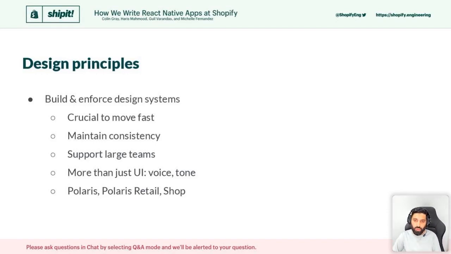Polaris, for example, is one of the most popular ones that you may have heard about already. Polaris is Shopify's go-to design system for all things merchant-facing. It talks about color, components, voice and tone, and things beyond just the UI. It's super well done. It's been maintained for the longest time.